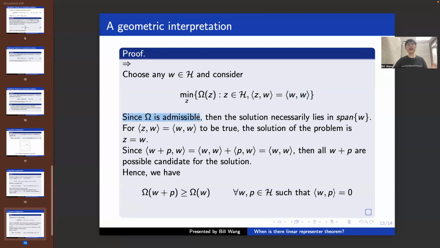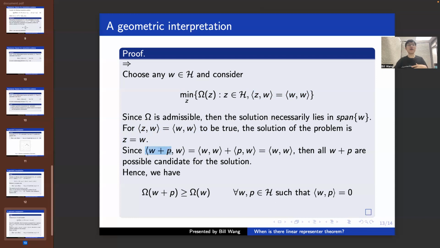So since omega is admissible, we already assume that, then the linear representer theorem holds, and then we know that the solution Z, which minimizes this problem, must lie in the span of W. And we know that this must be true for the solution. Essentially, we already know the direction because it must be within the span of W. So the only point where this can be true is when Z is equal to W.